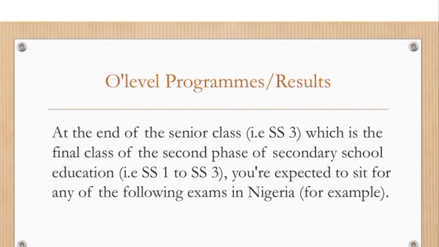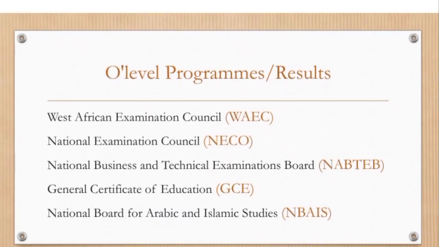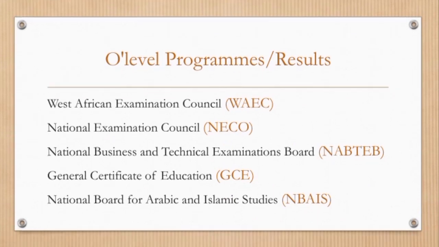So at the end of your senior class, that is to say SS3, the final phase of your secondary school education, SS1 to SS3, you are expected to sit for any of these exams in Nigeria. These are examples of your O level results or O level programs. Number one, we have the West African Examination Council. Most of you know this, which is your WAEC, because WAEC is more popular and more recognized.